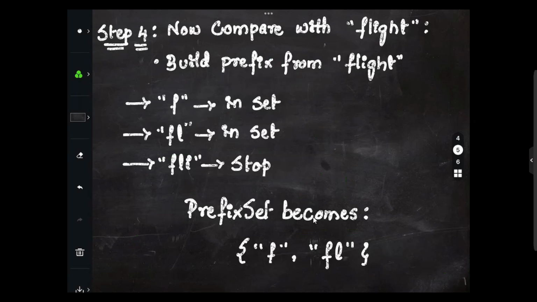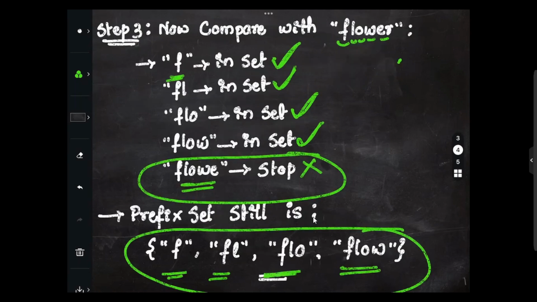Next, let's come to step 4, the final step here. So now we will compare with flight. We have compared flow with flower. Now we are comparing flow with flight. This is the last string, right? Accordingly, with example 1 we are going. So now again, we'll go through all the characters: F, L, I, G, H, T. First we'll go with F. F is present in the set. FL, FL is present. Then FLI. FLI is not present in the prefix set.